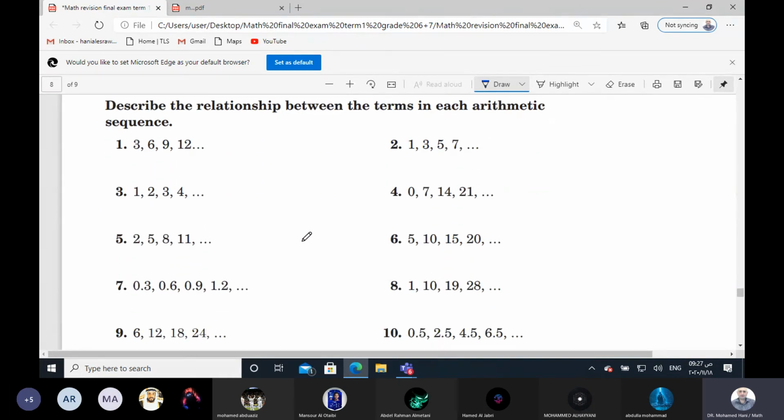Describe the relationship. We have 3, then 6, then 9, then 12. Which number plus 3 will be 6? So the relationship is plus 3, because 3 plus 3 is 6, 6 plus 3 will be 9, 9 plus 3 will be 12.